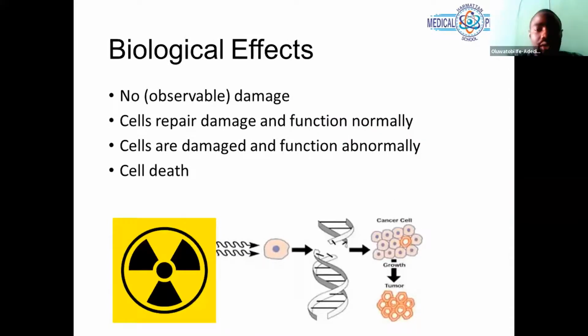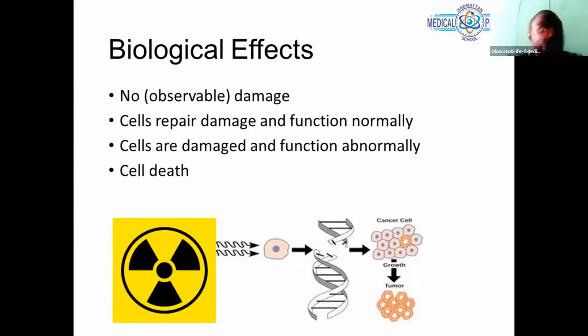So biological effects, still talking about the effect of ionizing radiation. Sometimes the effects are not observable. You may not observe any damage. And then sometimes the cells that receive the radiation could be damaged and could undergo repair. So there is a cell damage. Possibly the damage is not enough to cause a malfunctioning of the cells, or the cells get repaired.